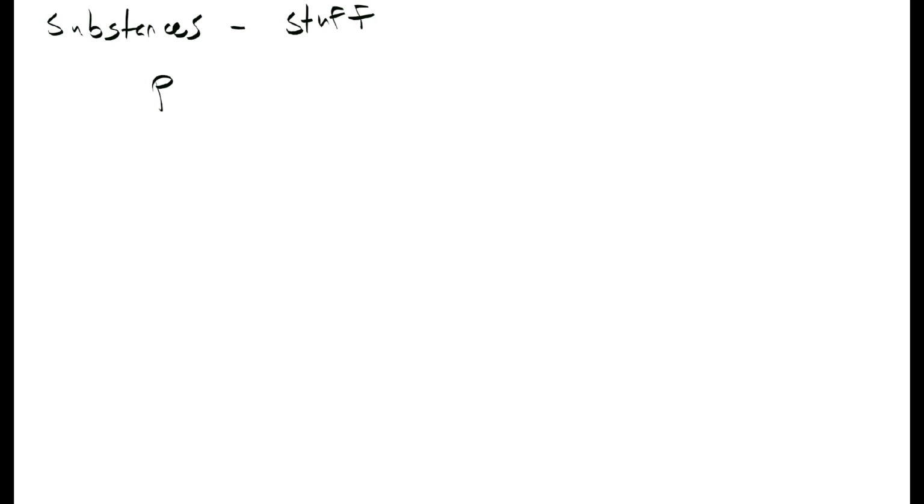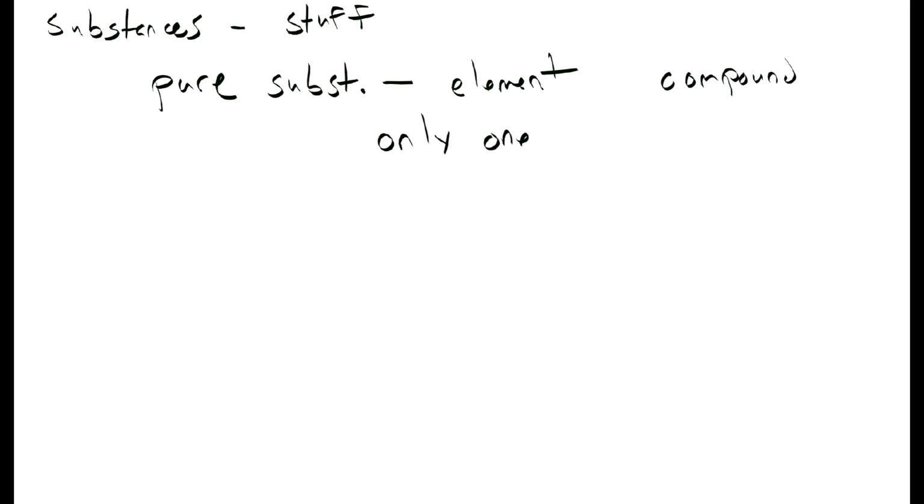So first off, you have your pure substances. A pure substance is going to be either an element or a compound. So a pure substance, it's only one material. All of the stuff in a pure substance is the same chemically. Chemically uniform.